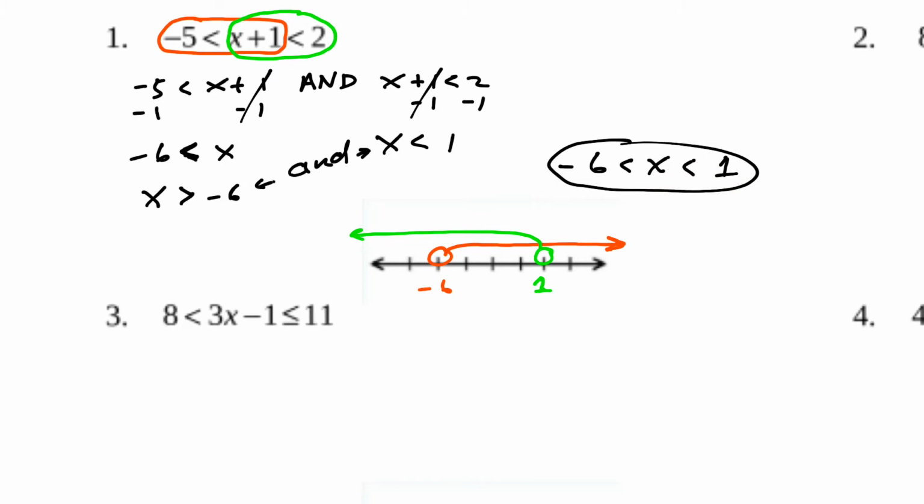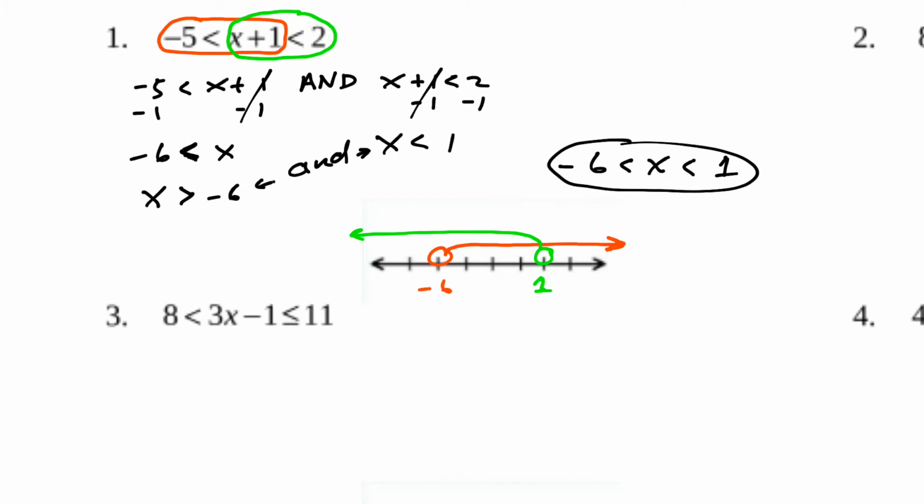That means all the solutions for this compound inequality, the original inequality, are all the numbers between -6 and, I'm sorry, -6 and 1, all the numbers in between there, not including the -6 and the 1 because of the open circles.